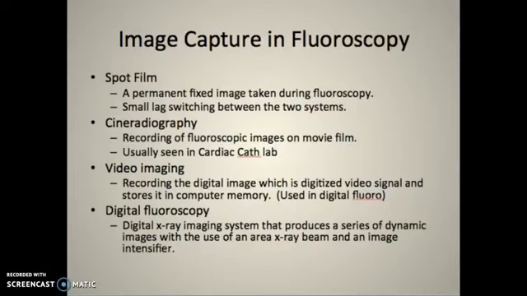For image capture in fluoroscopy, we can use a spot film, and that's just a permanent fixed image taken during fluoroscopy. It's just an X-ray. There's usually a small lag between going from fluoroscopy to the X-ray tube taking an image. When the doctor is fluoroing and then hits the trigger to take an image, it takes a couple seconds. So there's a lag there with the spot film.